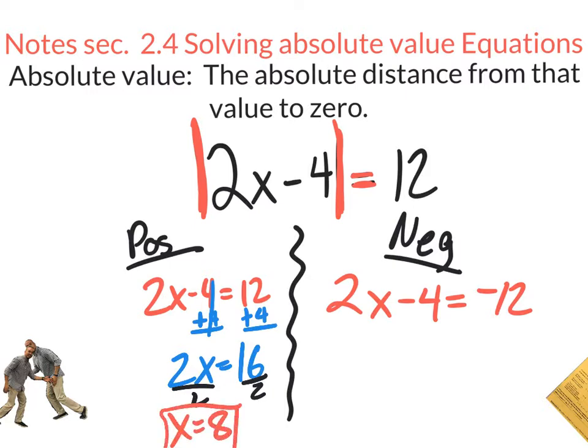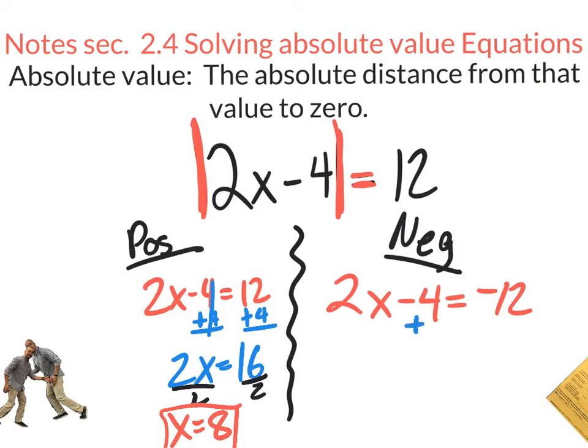Okay, so x equals 8. That means that the other one's going to be negative 8, right? Wrong. Sorry. The other one's not going to be negative 8. You have to actually work it out. So don't get lazy and start saying, oh, if the positive one's 8, that means that the negative one's negative 8. That's incorrect. You actually have to work it out.